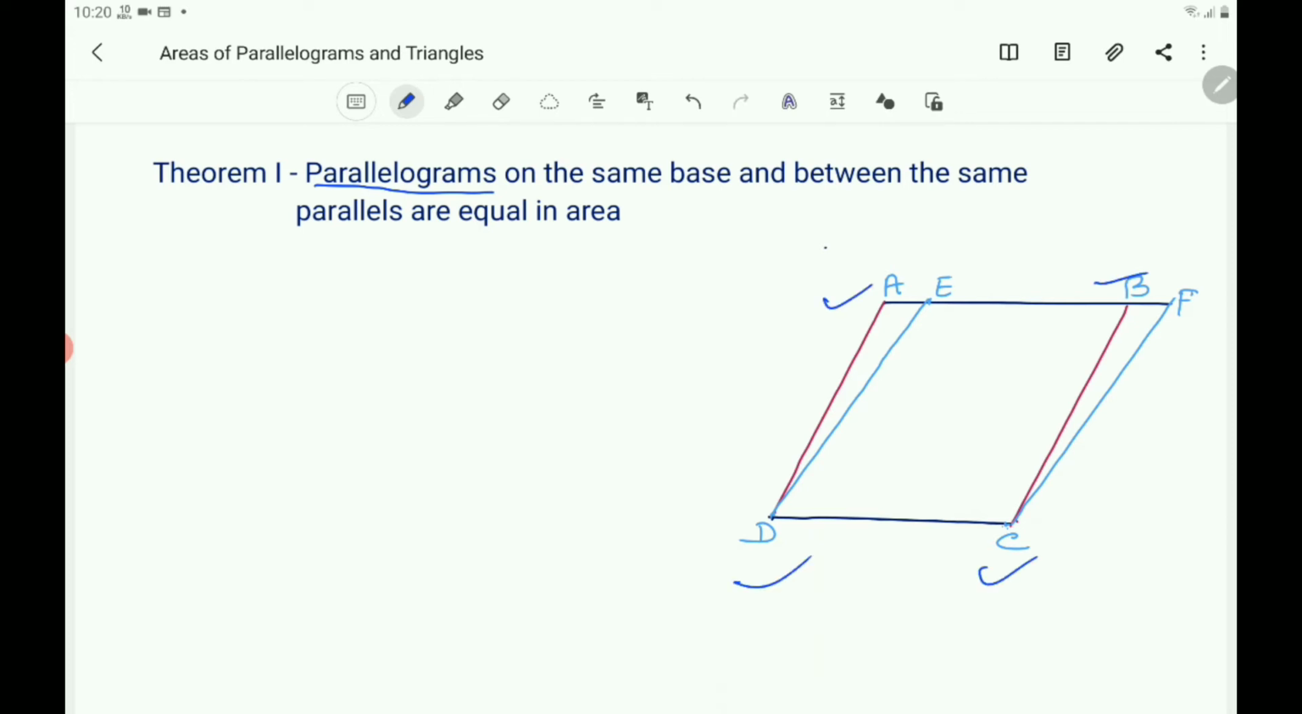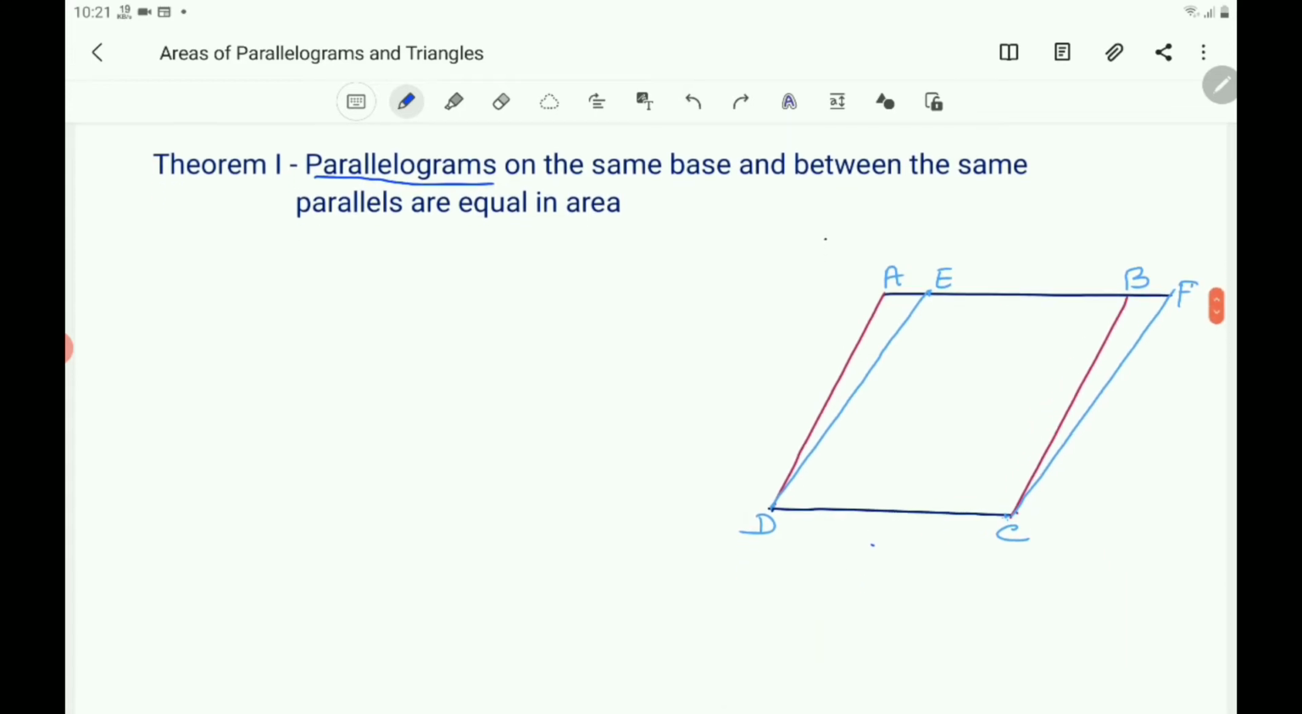ABCD and parallelogram EDCF. They are on the same base DC, and they are between the same parallels DC and AF. Now, let us write what is given here. Here we have to prove that two parallelograms ABCD and EFCD have equal areas. So, given that, you write the proof.